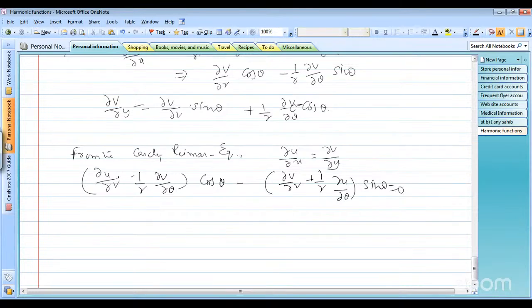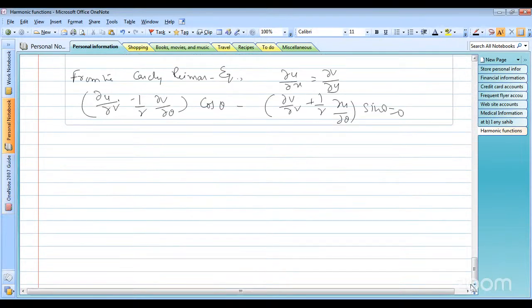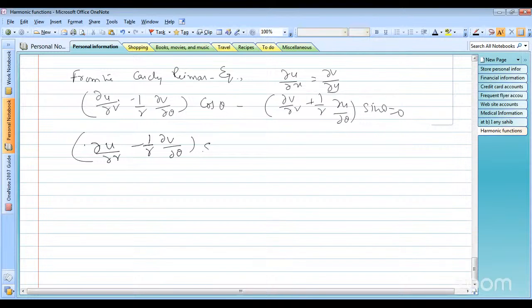From the Cauchy-Riemann equation, we know that dou u by dou y is equal to dou v by dou x. So therefore, again I am simplifying this one: dou u by dou r minus dou v by dou theta into sin theta. This is the first equation part. This is the second equation. Similarly, minus dou v by dou r plus 1 by r dou u by dou theta into cos theta is equal to 0. This is equation 2.